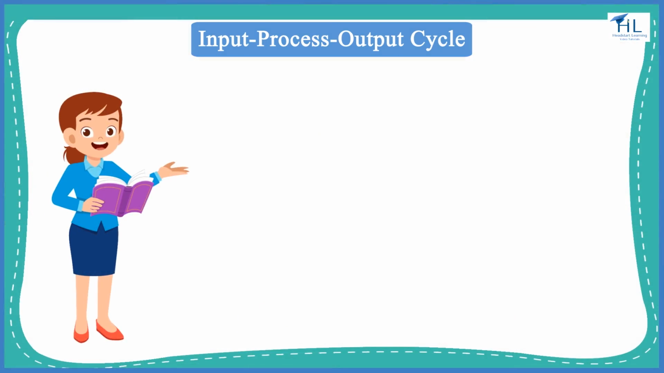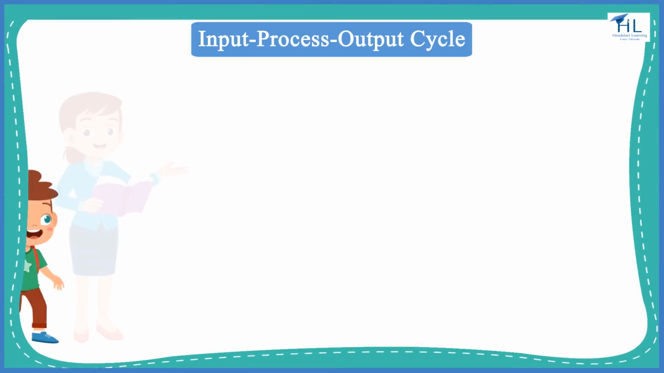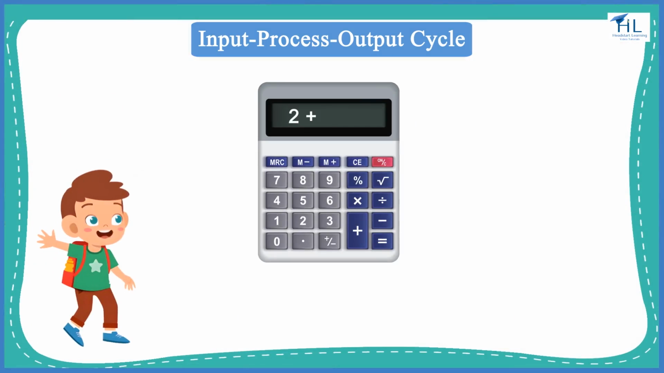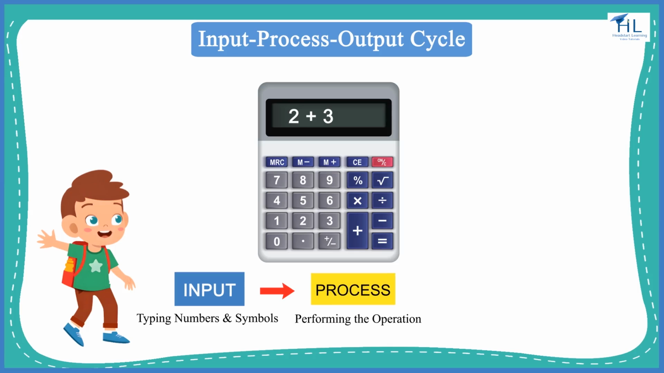Now, can you give me an example? In a calculator, we type numbers and operations, which is an input. The calculator then performs the operation, which is the process, and we get the result after pressing the equal to sign, which is the output. Yes, very good example.